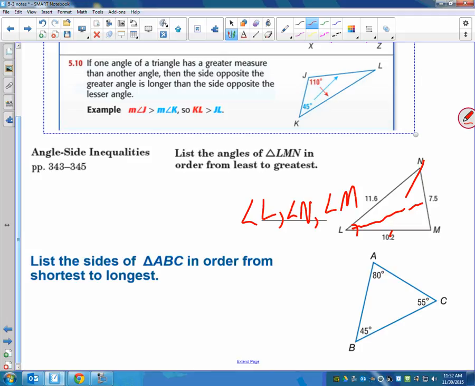So if you didn't know this rule, between the 45 and the 55, they all kind of look the same, right? But because we know this, what's the shortest side? Yeah, the side across from 45, which would be side AC. And then our middle side would be AB. And then the longest side is always across from the biggest angle, which in this case would be BC.